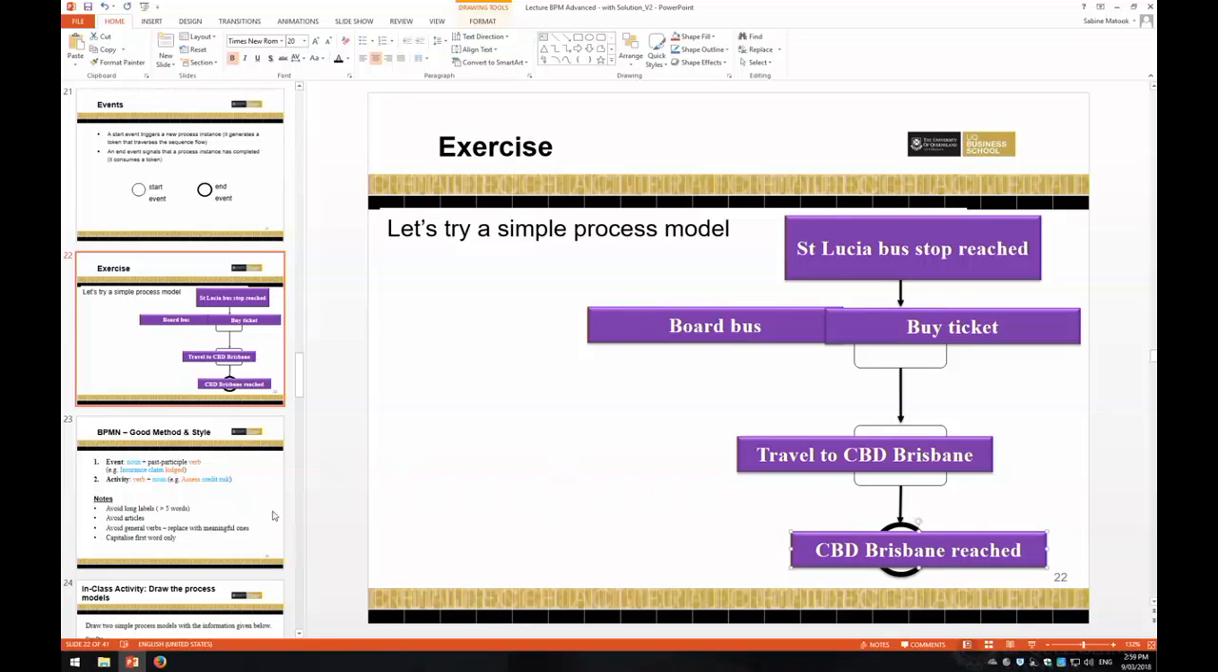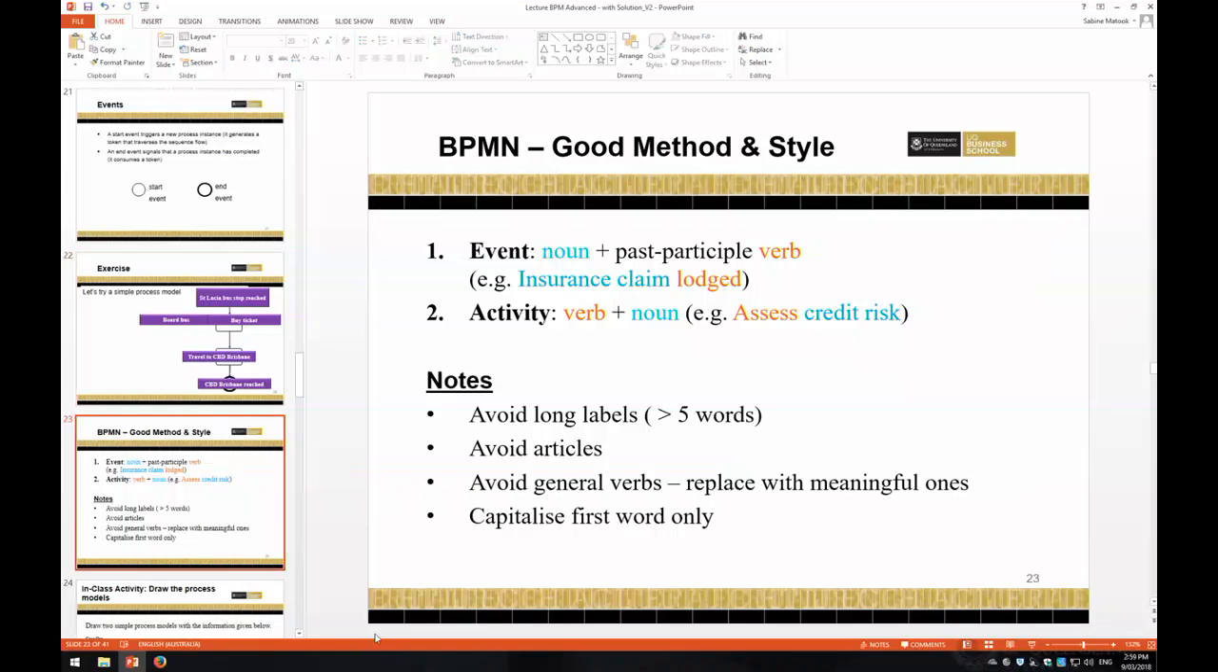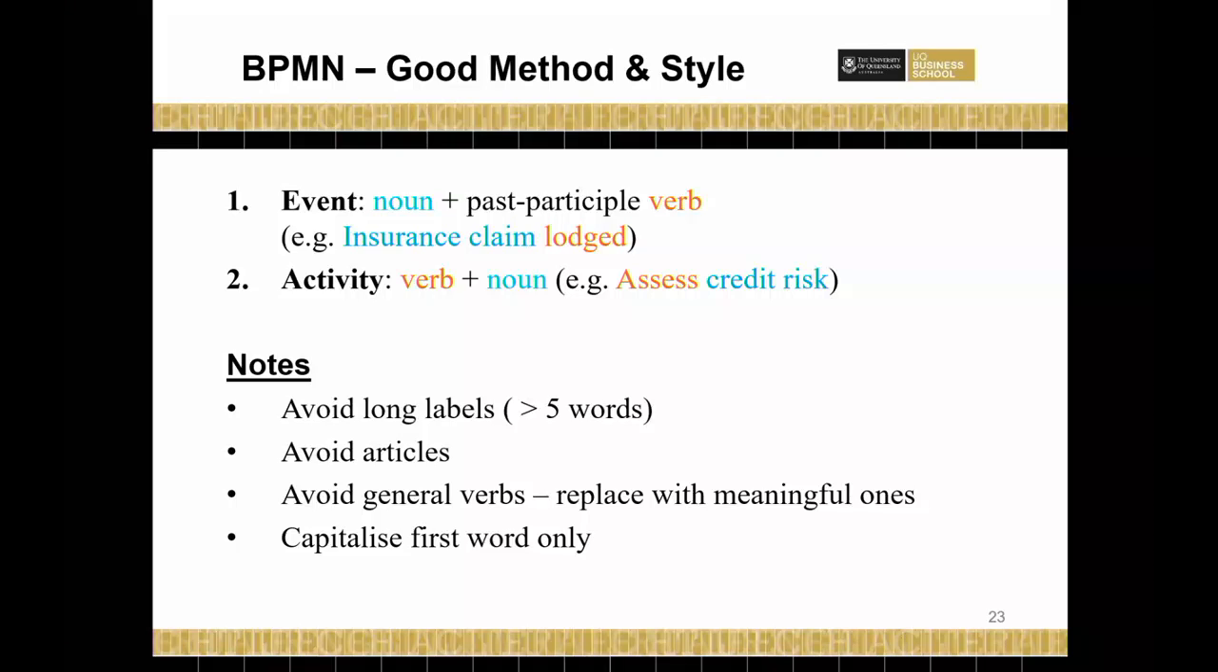Okay, the next slide tells you what to watch out for when you identify or allocate words to events and activities. And there are rules for it. So events are noun plus past participle.